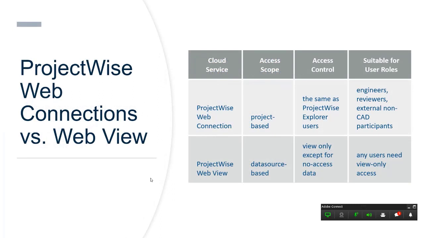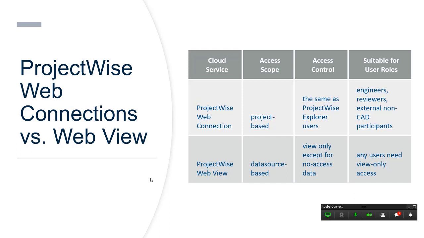The commonality between the web connection and the web view service is users will be able to use a web browser to access ProjectWise data. Let's zoom into the differences between those two cloud services. Firstly, the web connection is project-based, as I mentioned. In contrast, web view is based upon data source. So whenever you expose the whole data source, potentially the users will be able to access all the data within a data source.